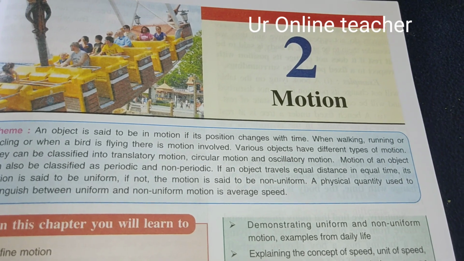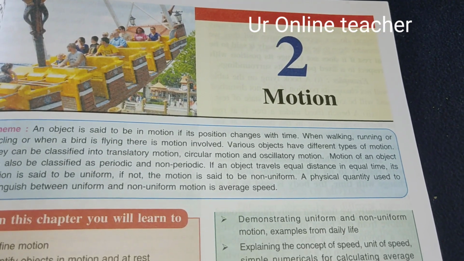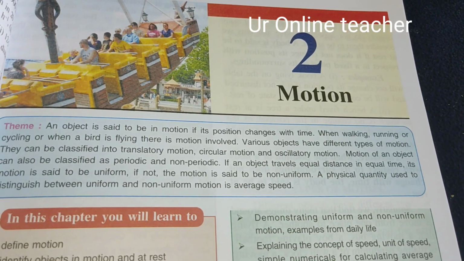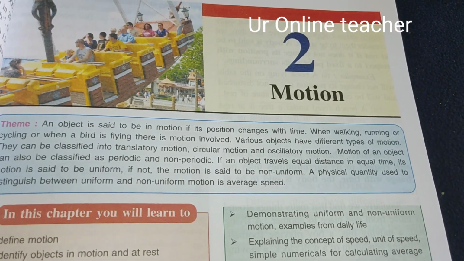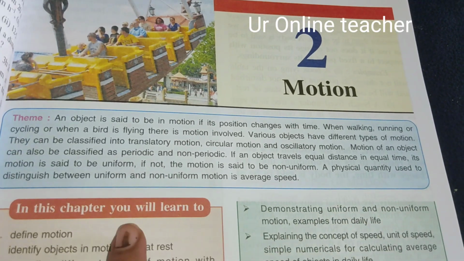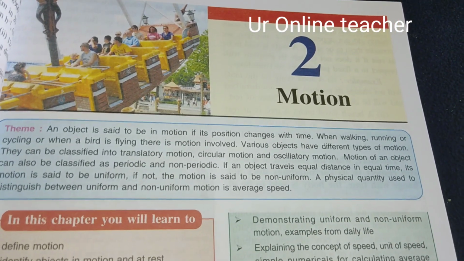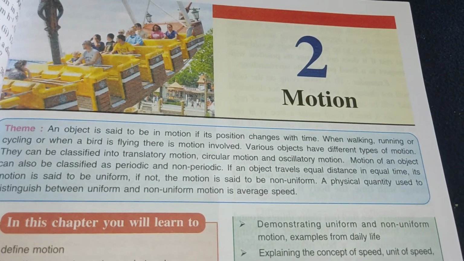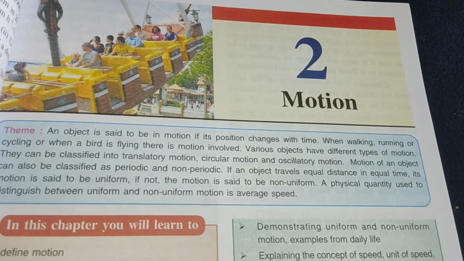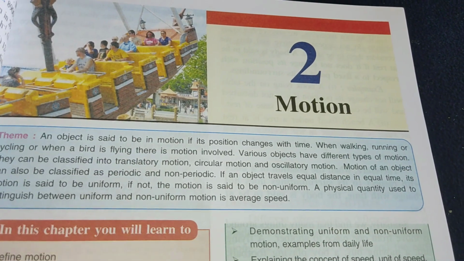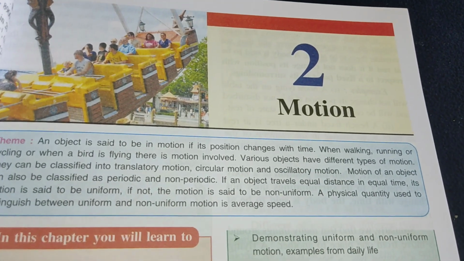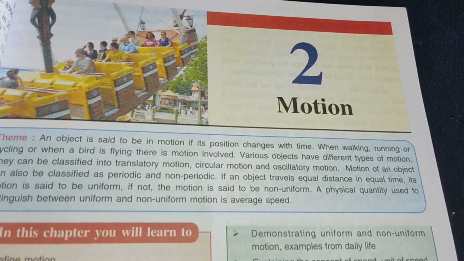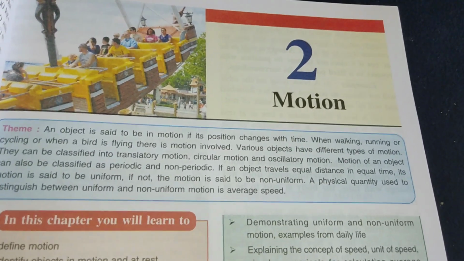When an object is moving the same distance, for example 5 kilometers in 5 minutes, the same distance in the same time, every time repeating, then it is called uniform motion. If it is not like that, it is called non-uniform motion. Let's see, in the first 5 minutes it moves 5 kilometers. In the next 5 minutes it travels more distance, maybe 10 or 12 kilometers. So there is not the same distance in the same time. Then it is called non-uniform motion.